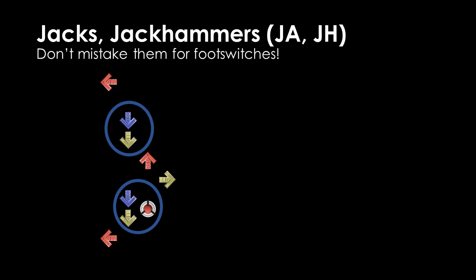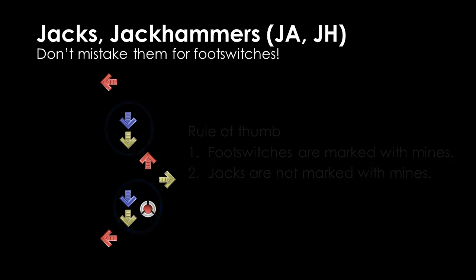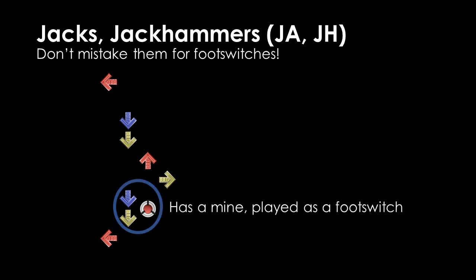So how are you supposed to know which one is played as which? A good rule of thumb that you can follow is that footswitches are typically marked with mines, and jacks are not marked with mines. So going back to this example, the first set of double down arrows has no mine, so we can play that as a jack. The second set of down arrows has a mine, so we can play that as a footswitch.